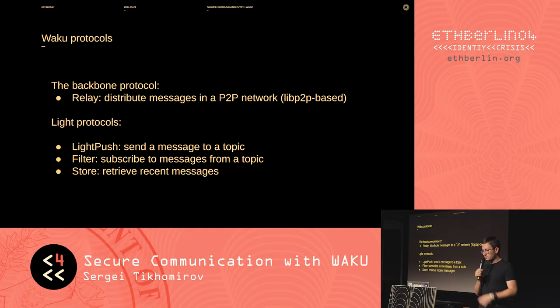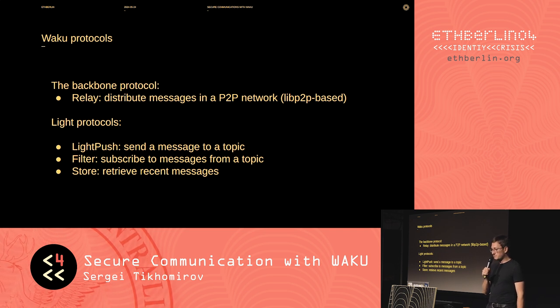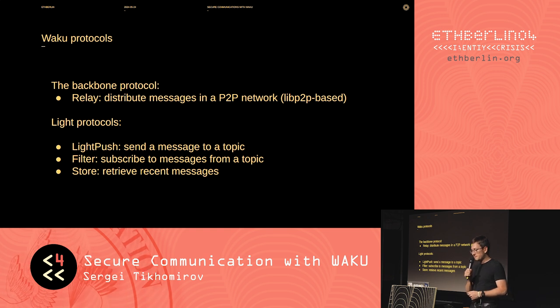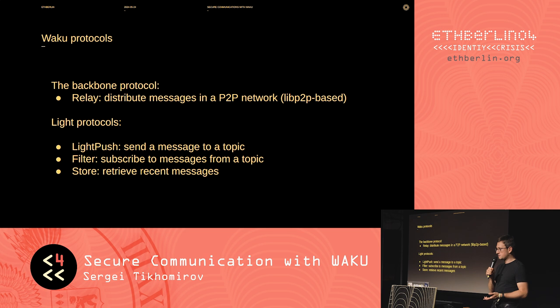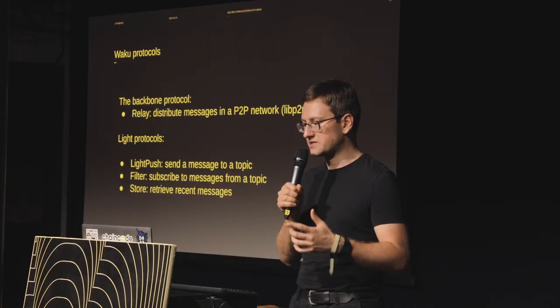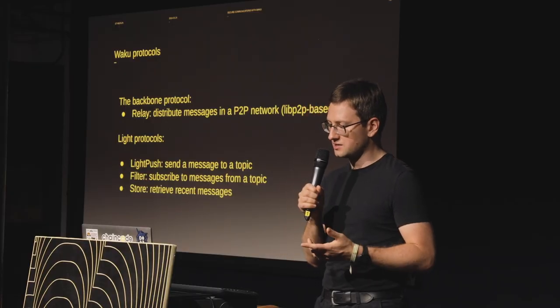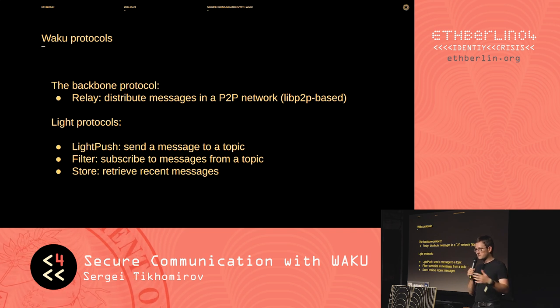We also have light protocols, and examples of those include light push, that allows a light node to send a message to a particular topic, like basically ask a full node to relay a message on its behalf. Filter allows a light node to subscribe to messages from a particular topic. So if the light node doesn't have that much bandwidth, it may submit this filter to a full node and then receive only a subset of messages that are interesting to this particular light node. And store allows a light node to query the full node to get history of recent messages.